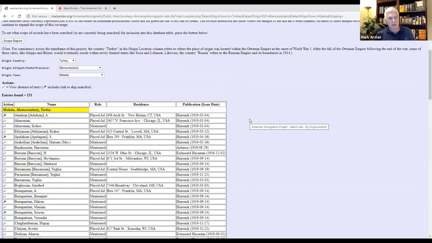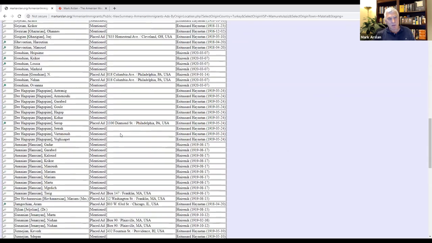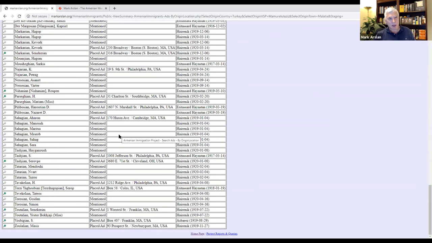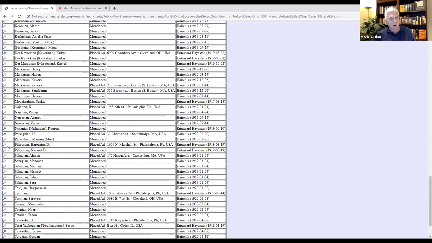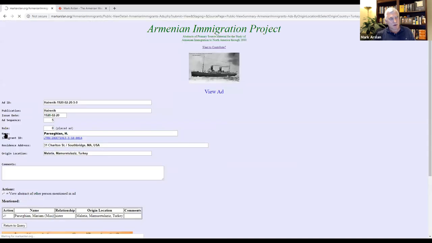So these are people that either placed an ad or were mentioned in an ad, and the ad referenced Malatya. There are 131 different people mentioned as coming from Malatya in the missing persons ads that I looked at. Okay, so let me just pick one of them. Let's get this H. Parsigian. See if that's a good one.